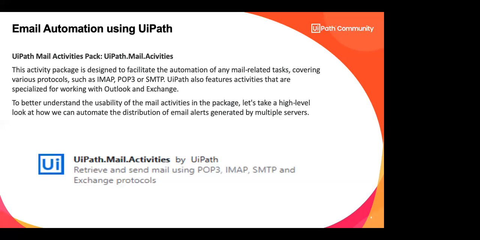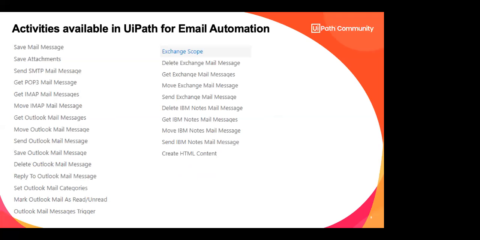Now, to better understand the usability of the mail activities in the package, we can go ahead and see how it can be used for integration with further systems. The activities that are available in UiPath for email automation are many. As you can see, we have save email message, save attachment, send SMTP mail message, get POP mail messages, and lots more. All of these can be used directly in UiPath Studio. All you need to do is drag and drop these activities, and you can build an email automation right away from scratch.